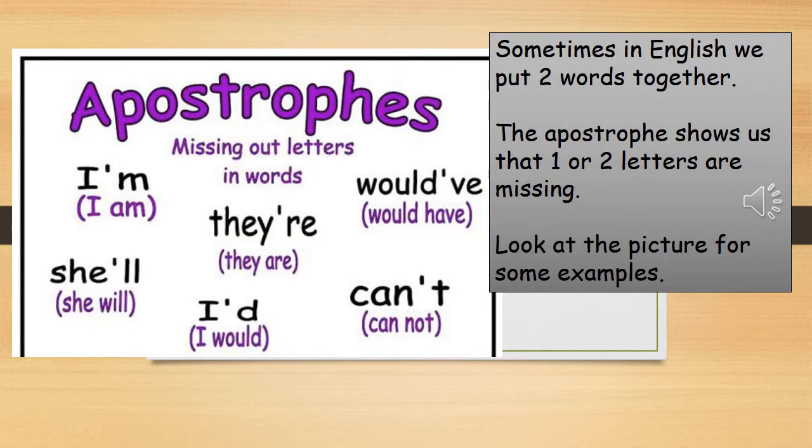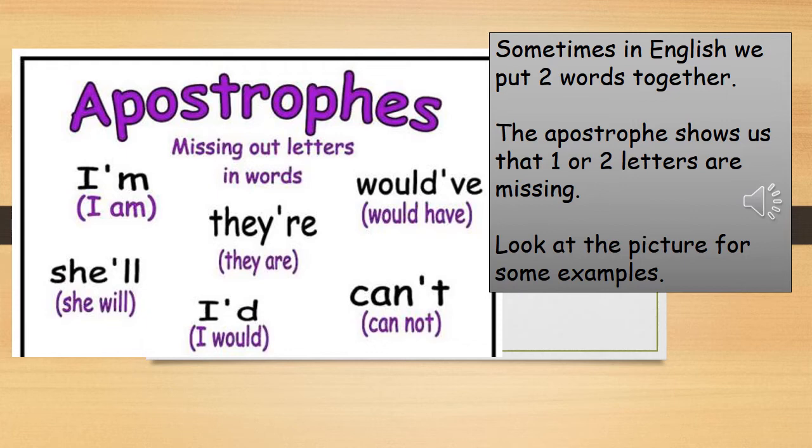Sometimes in English, we will put two words together. The apostrophe shows us that one or two letters are missing. Let's look at the examples. The first one we can see in the picture, I'm. That is short for I am. So when we take two words, I and am, and we put them together, we take the letter A away and we put the apostrophe there. It makes it easier when we are speaking. I am going shopping. I'm going shopping.